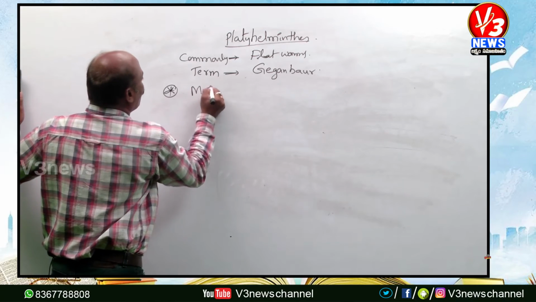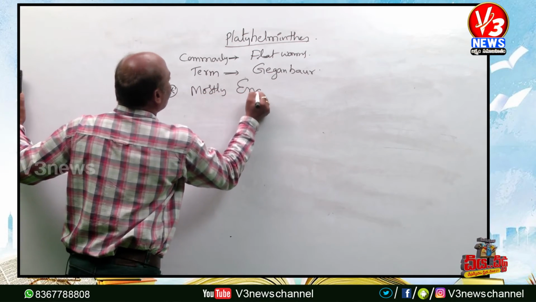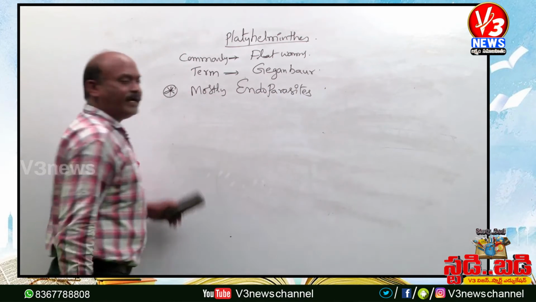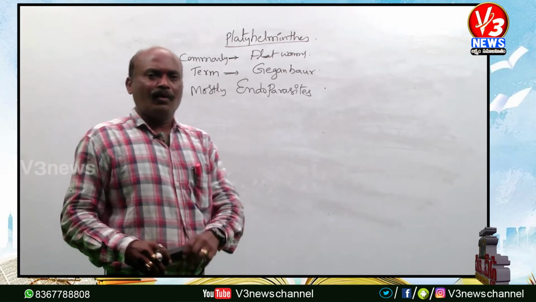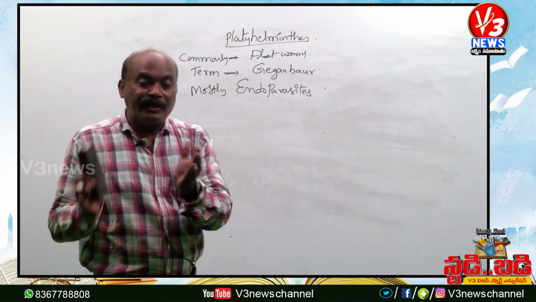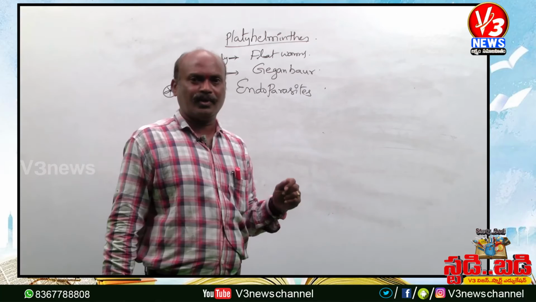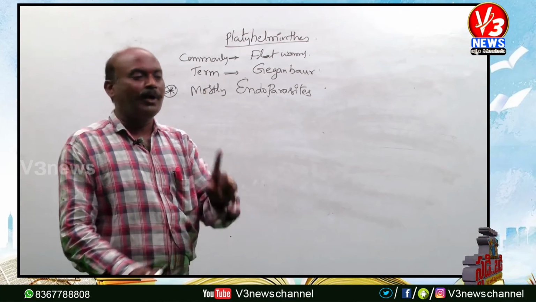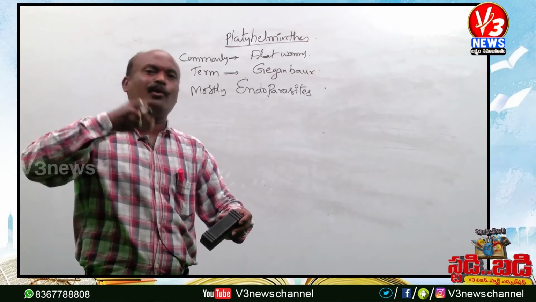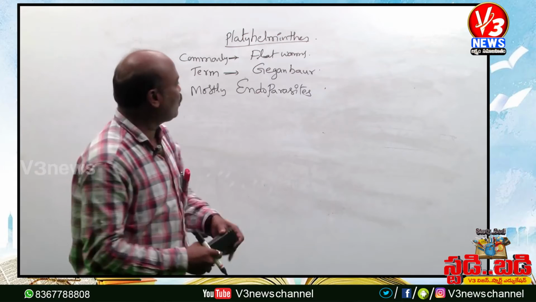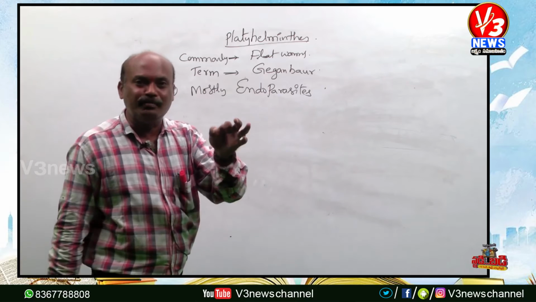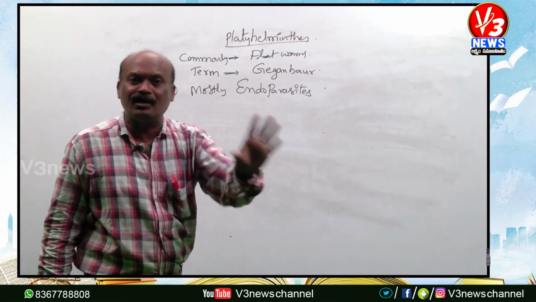Platyhelminths are mostly endoparasites. Parasite means an organism that depends on another organism for food, for shelter, or for any other aspect. The organism that depends on another organism is called a parasite. The parasite which lives inside the body is called an endoparasite. Mostly endoparasites. That means some free living organisms are also there.